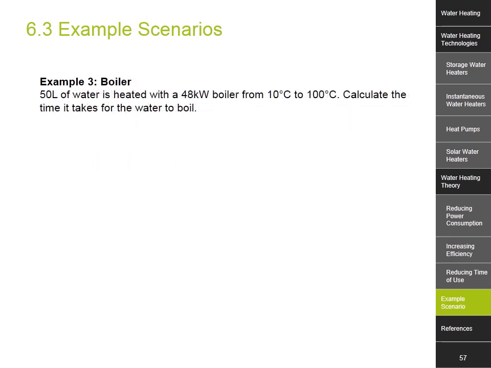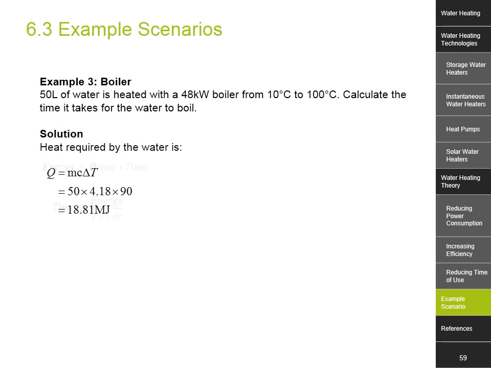Example scenario 3. 50 litres of water is heated with a 48 kilowatt boiler from 10 degrees Celsius to 100 degrees Celsius. Calculate the time it takes for the water to boil. The energy required to heat the water, Q, is equal to 50 kilograms mass of water multiplied by 4.18 kilojoules per kilogram degrees Celsius, multiplied by a temperature change of 90 degrees Celsius. This equates to 18.8 megajoules.